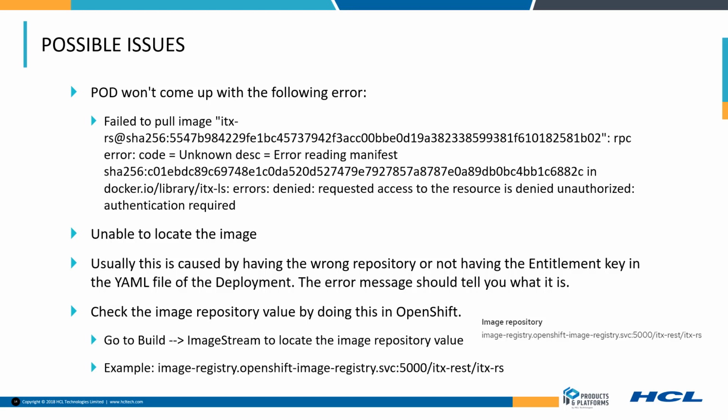The first common error is that the pull image cannot be located or the access has been denied. Check the digest value you copied earlier during the Docker push step. It should match the one here. If it's correct, go to the OpenShift console and click on ImageStream under Builds. Check to see if the value is similar to the one here. It should have the project name ITX REST and ITX RS as part of the name. If it looks fine, continue to the next step.